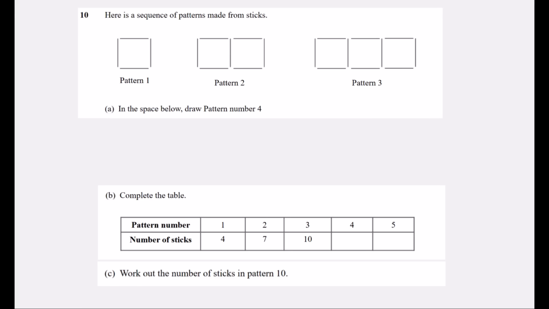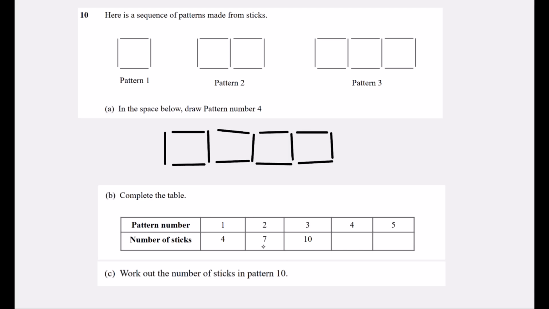Question 10. Here's a sequence of patterns made from sticks. In the space below, draw pattern number 4. So we're going to have 4 squares made of sticks. So it looks something like this. 1, 2, 3, 4. Hopefully your lines look a bit straighter. So that's pattern number 4.